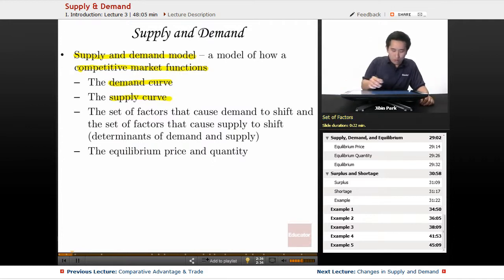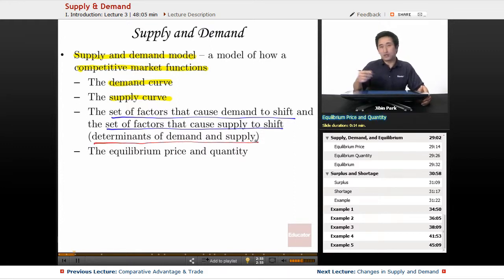One of the things about this competitive market is that we're going to look at the set of factors that cause demand to shift, and then the set of factors that cause the supply curve to shift. Another way of saying factors that cause a shift one way or the other would be, what are the determinants of demand and supply? And so we're going to connect supply and demand together. And when we do so, we're going to find the equilibrium price and quantity, or another way of looking at it, a market clearing price or a market clearing quantity.